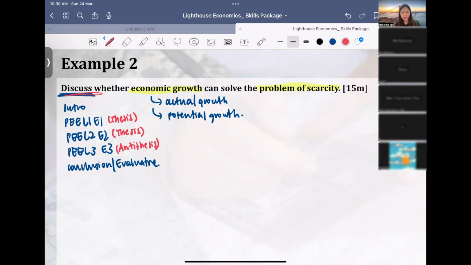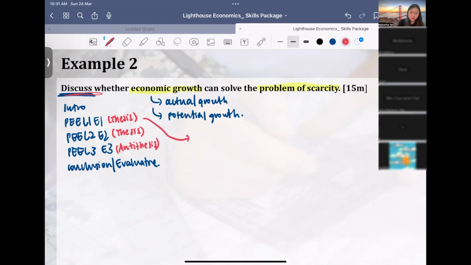So what are your thesis and antithesis? You can think of it as you agree with the question, and then you don't agree with the question. Then you have the final conclusion evaluation, where you need to answer the question directly. The question is, discuss whether economic growth can solve the problem of scarcity, so your final conclusion must be that it cannot solve. In this one there's a clear answer. In some essays, whether you say can solve or cannot solve doesn't matter as long as you justify. But for this, you know that the problem of scarcity can never be solved in any economy. So in your conclusion, you need to answer and say that at the end of the day, economic growth can never solve scarcity.